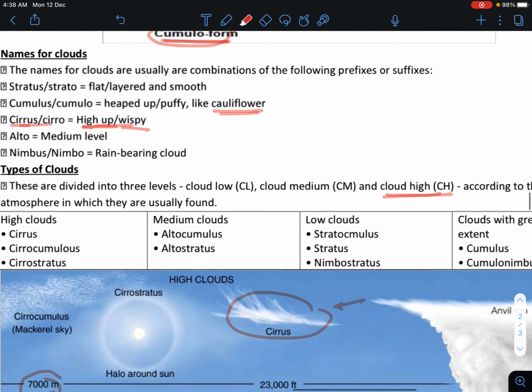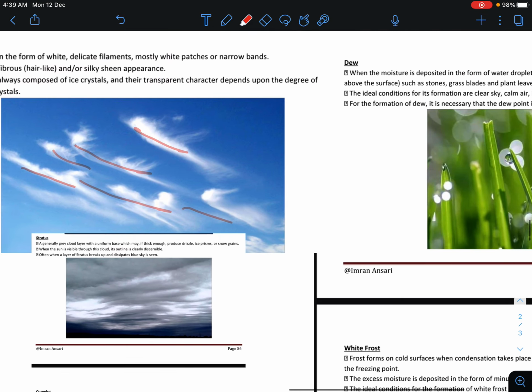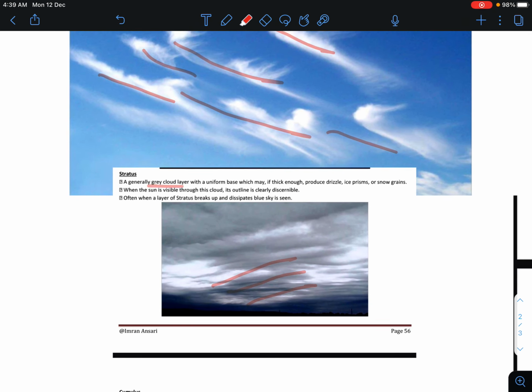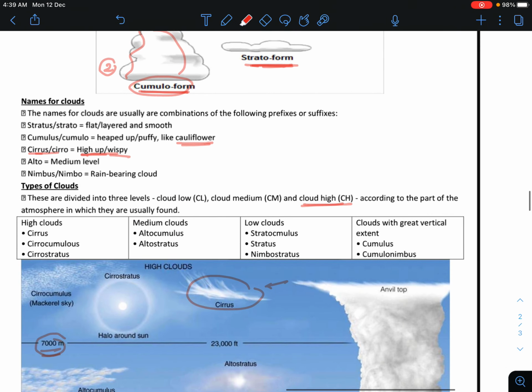The third one is the strato layer. You can see here this is strato. It generally has a gray cloud layer with a uniform base. Strato is flat, layered and smooth. And the last one is alto, which comes under medium clouds.